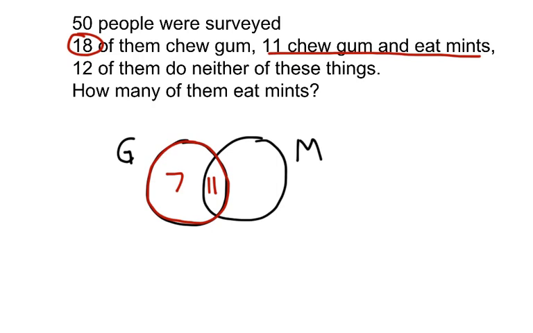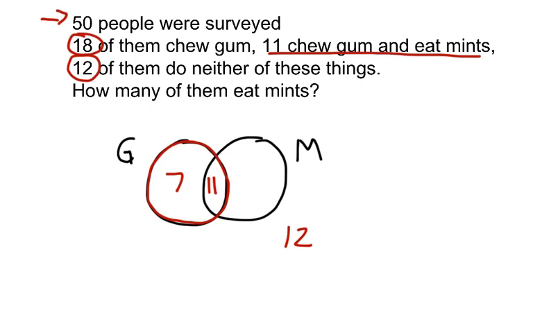We are told also that 12 people do neither of these things. So they're going to be outside the gum circle, outside the mint circle, out here in region 4. And so now we look at our diagram, and there's one hole that hasn't been filled in yet. We don't have any more information, except we are told that there was a total of 50 people surveyed.